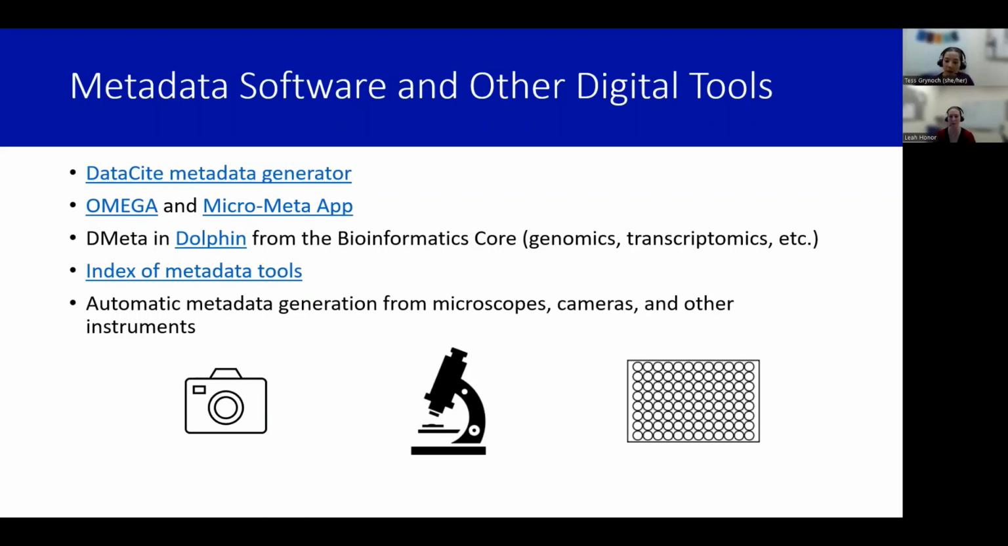Some of these specialized software and tools are being developed right here at UMass Chan, such as Omega and the Micrometa app from Dr. Strembu de Castilla's lab, and DMeta from the Dolphin Suite, created by the Bioinformatics Core for genomics and transcriptomics. You might also find the right tool for you on this index of metadata tools from the Digital Curation Centre in the UK. Automatic metadata is also generated from a number of tools, such as microscopes, cameras, and other instruments.